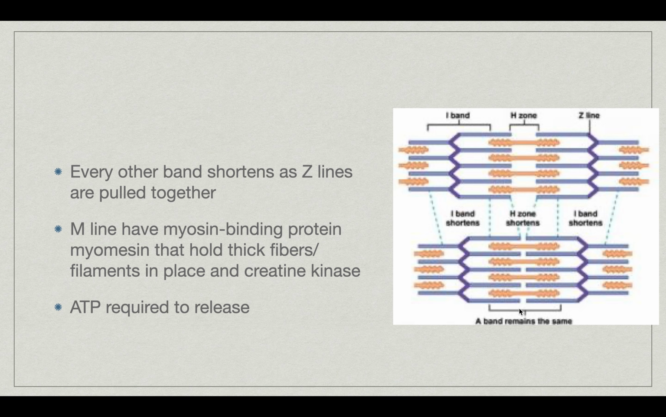The M line will have the myosin binding proteins, and M lines are straight down the middle. They have the myosin binding protein myomesin that holds the thick filaments in place, along with creatine kinase. Remember when we were going through creatine kinase, that was an important enzyme in muscle because it breaks down creatine, and that can be a reserve of energy in the muscle cells. And ATP is required to release everything, of course.